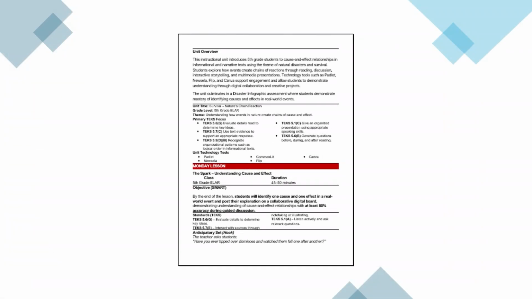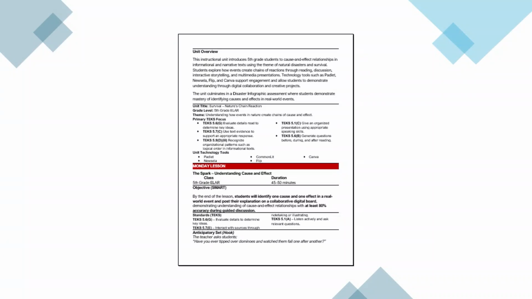Slide 2 introduces the unit overview, an instructional unit which introduces fifth grade students to cause and effect relationships in informational and narrative text using the theme of natural disasters and survival. Students explore how events create chains of reactions through reading, discussion, interactive storytelling, and multimedia presentations. Technology plays a role in helping students stay engaged. Tools like Padlet, Newsela, Flip, and Canvas allow students to collaborate and show what they've learned in creative ways.